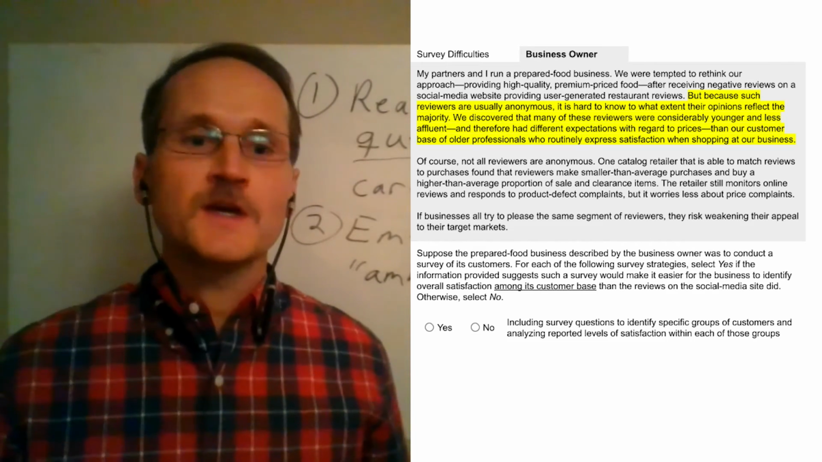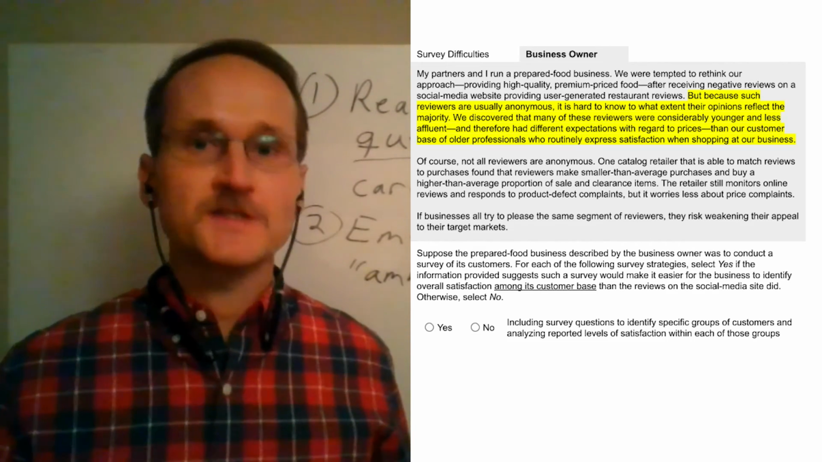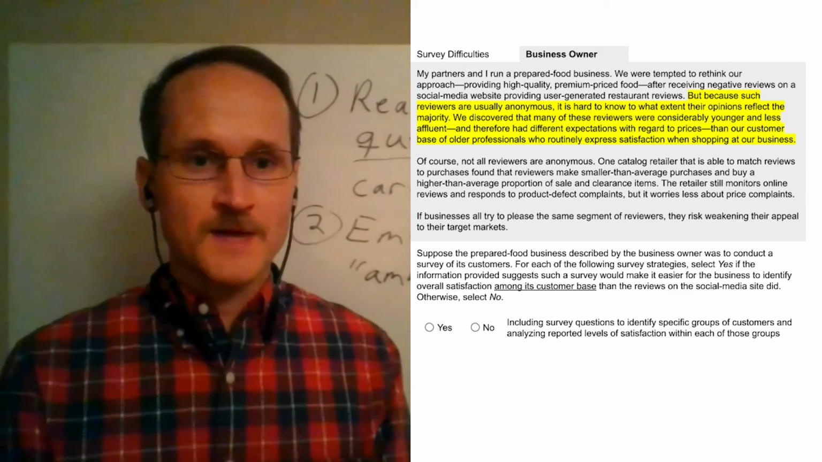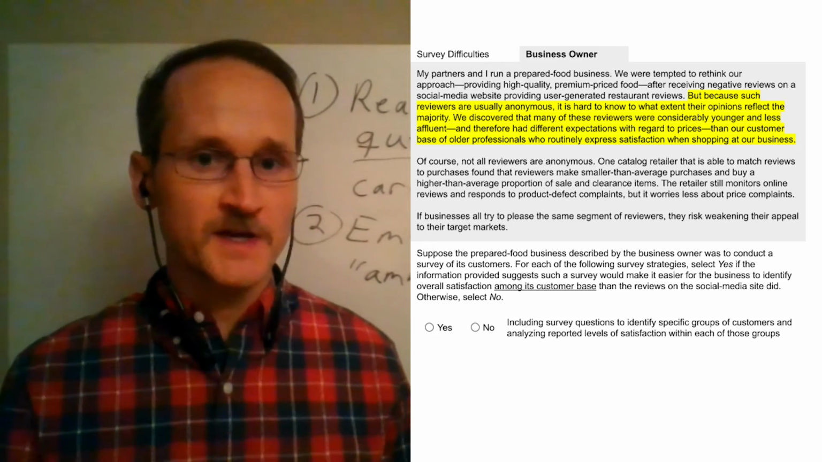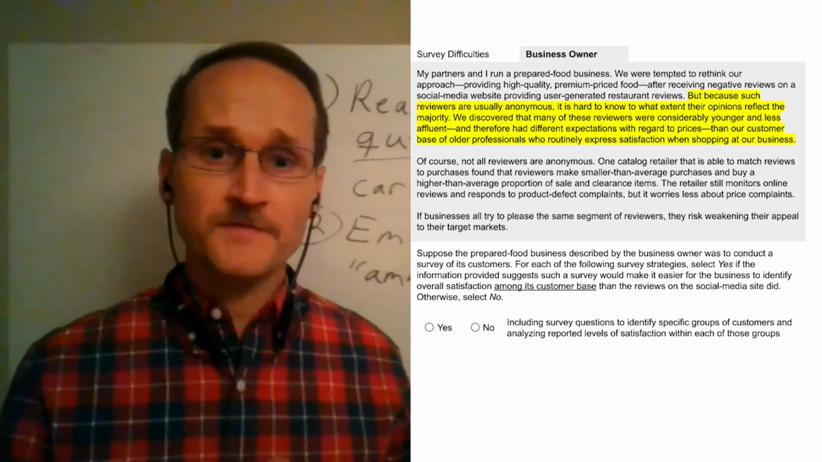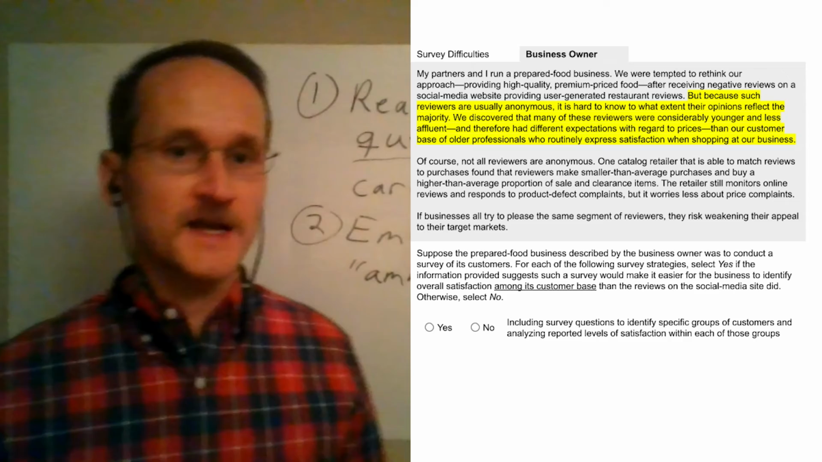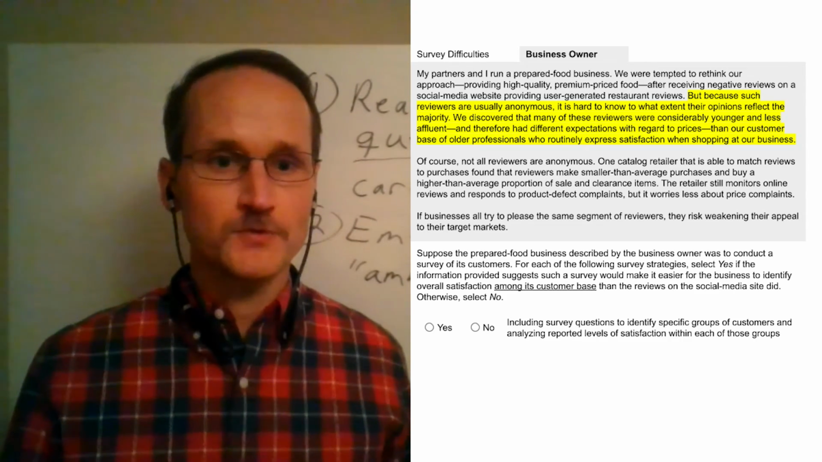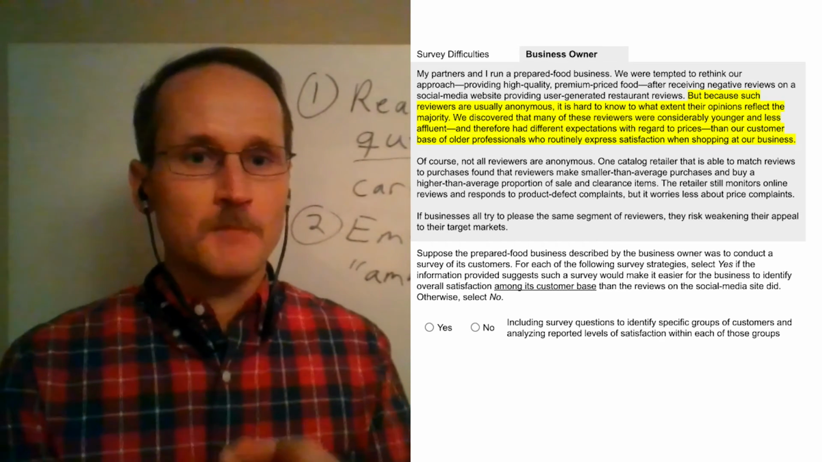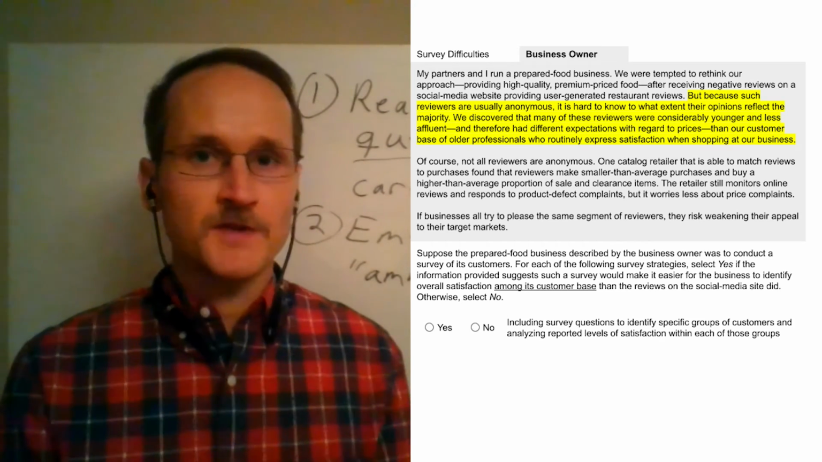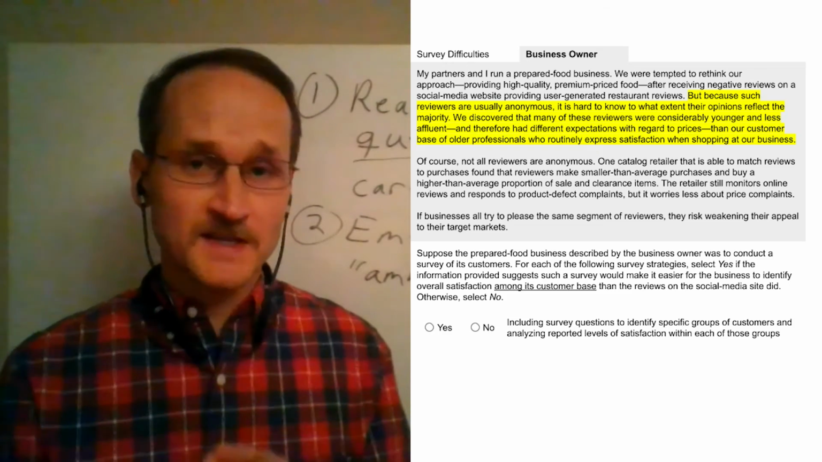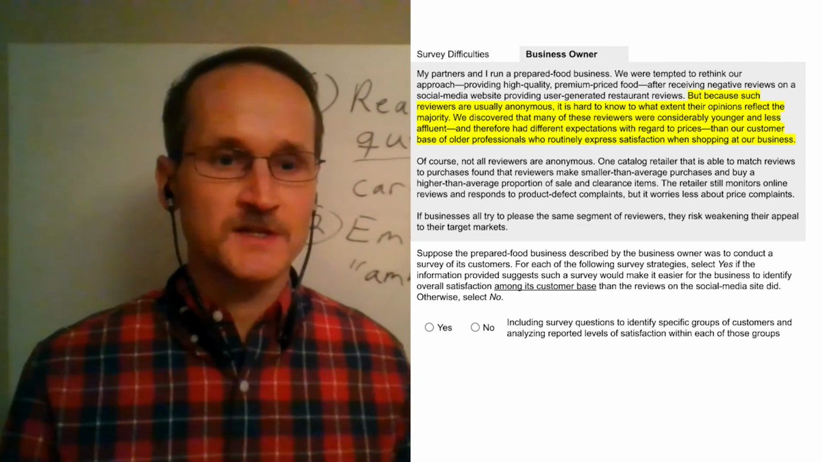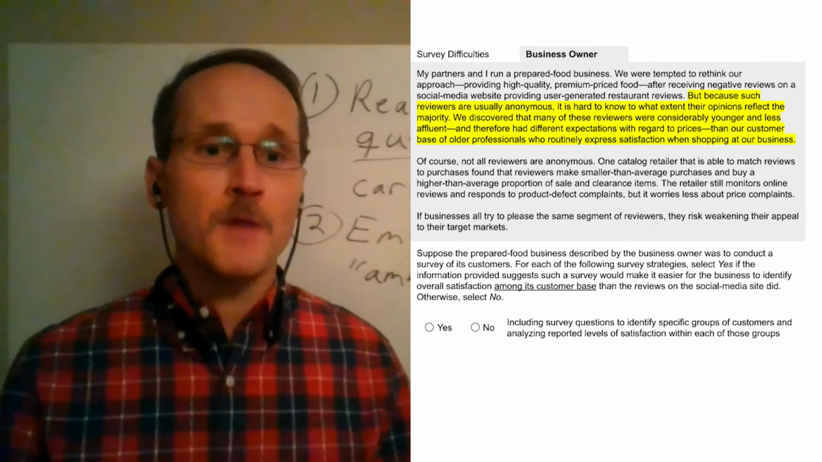Okay, this question gives us 3 different survey strategies, and for each one, we have to answer the question, does the information in the tabs suggest that such a survey would make it easier for the prepared food business to identify overall satisfaction among its customer base than did the social media reviews? So I've underlined here the "among its customer base" part. If you don't pick up on that and process that fully, this question can be really tough, but we're only interested in overall satisfaction among the base.